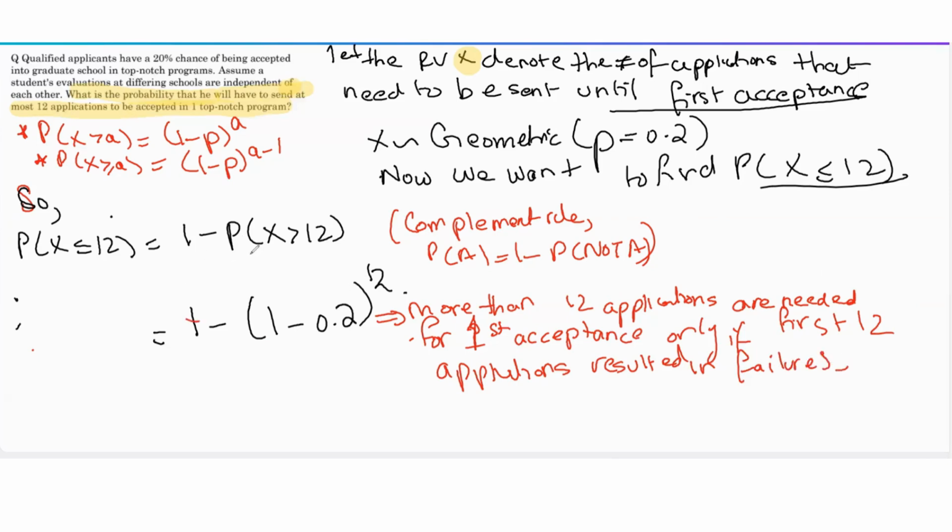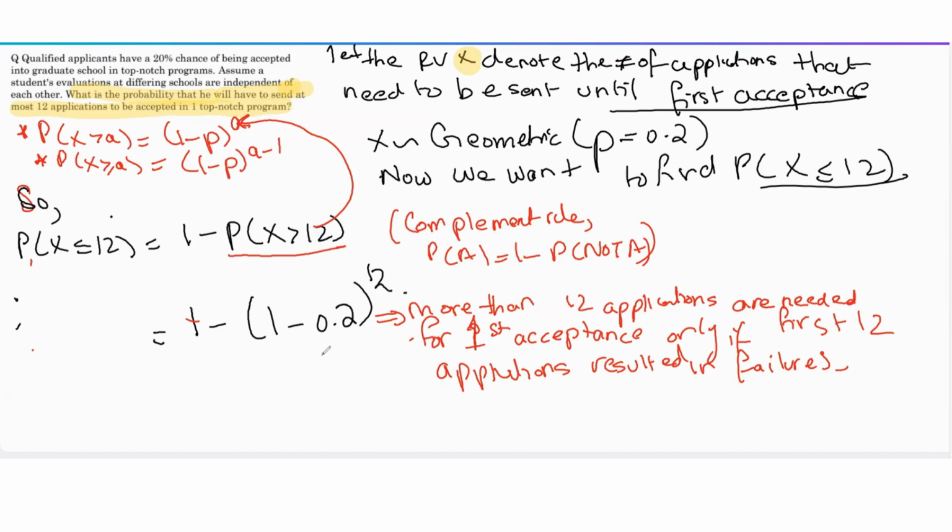Right, so this was really simple to calculate because we wrote probability x is less than or equal to 12 using the complement rule as 1 minus probability x is greater than 12. And then this we know, we're just applying this over here. The fact you need more than 12 applications for first success means only the first 12 were a failure. So the probability x is greater than 12 is just the probability that the first 12 applications were a failure, where we know probability of success is 0.2, so probability of failure is just 1 minus 0.2.